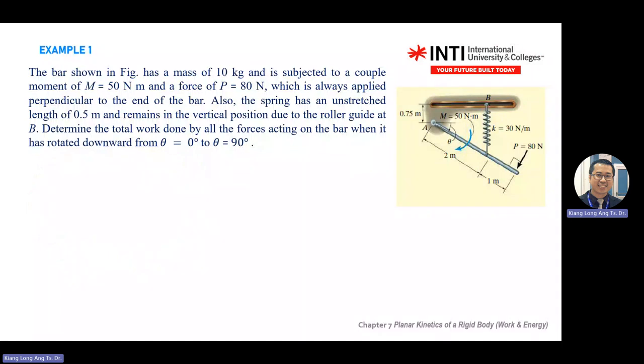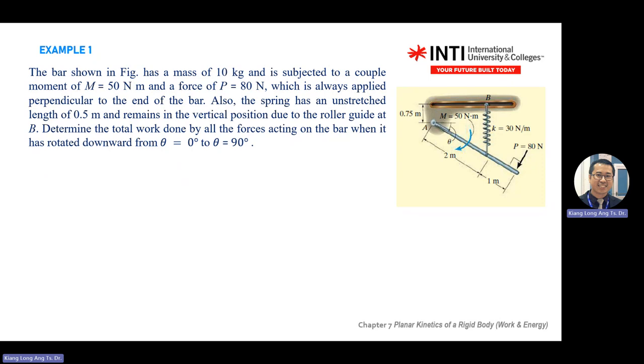Okay, let's look at example one. We are given a bar subject to a couple, a moment of 50 newton meter, and a force P which is always applied perpendicular to the end of the bar. It is here, always perpendicular. Also, the spring has an unstretched length of 0.5 meter. It remains in the vertical position due to the roller guide at B, so this end can only slide left and right, and the spring is always vertical. Only its length will change.